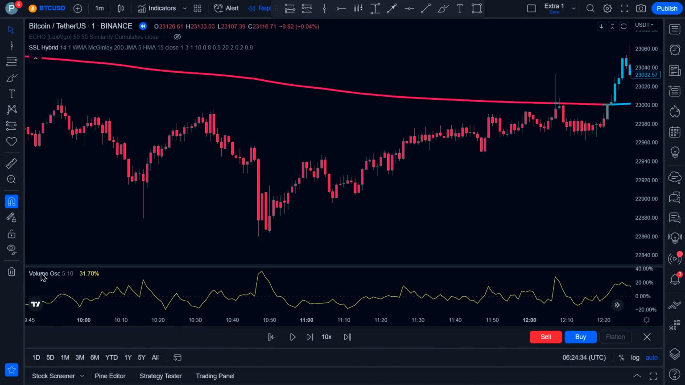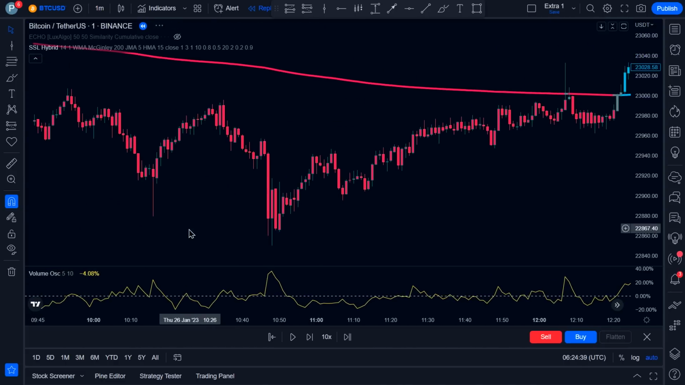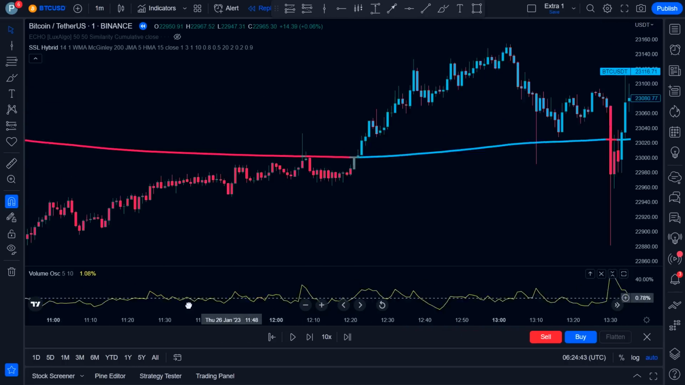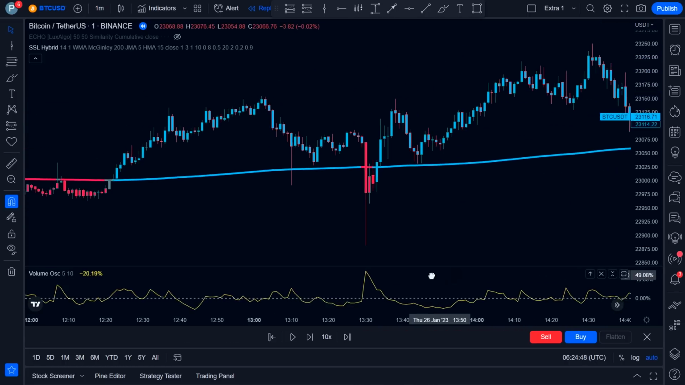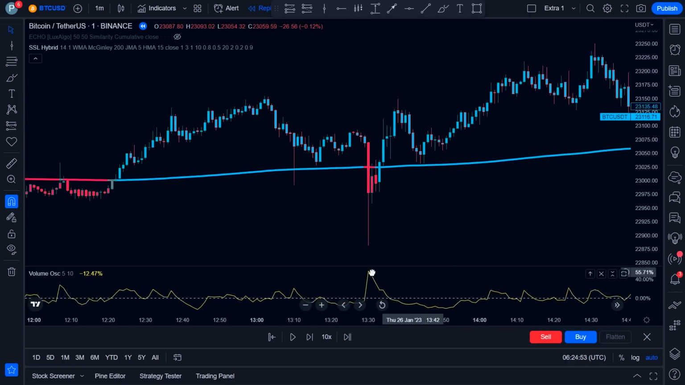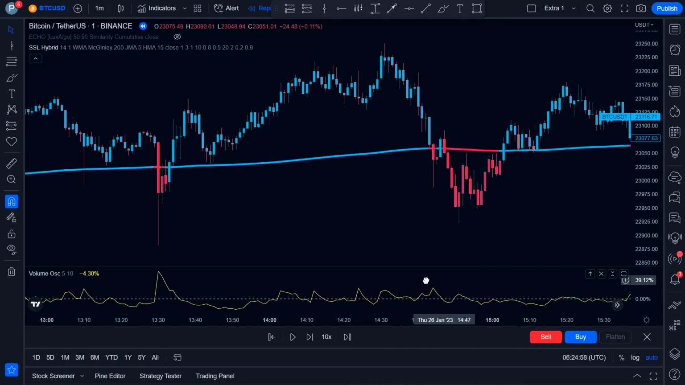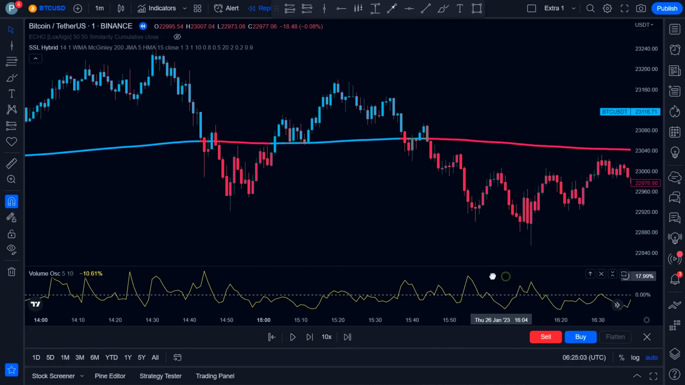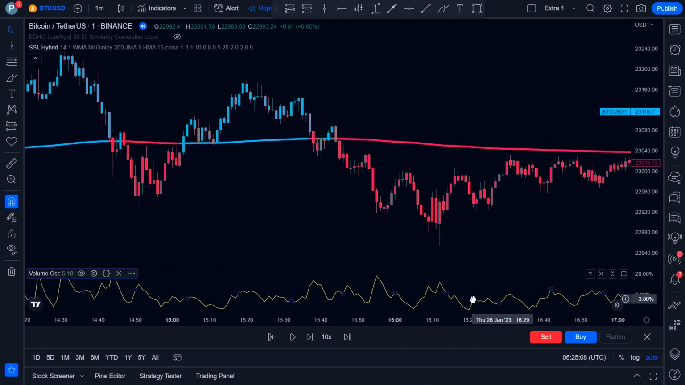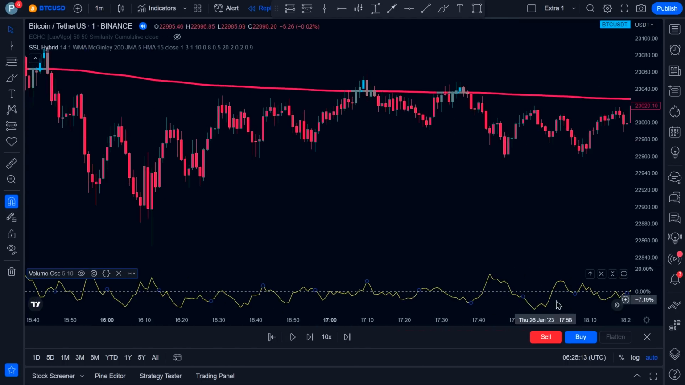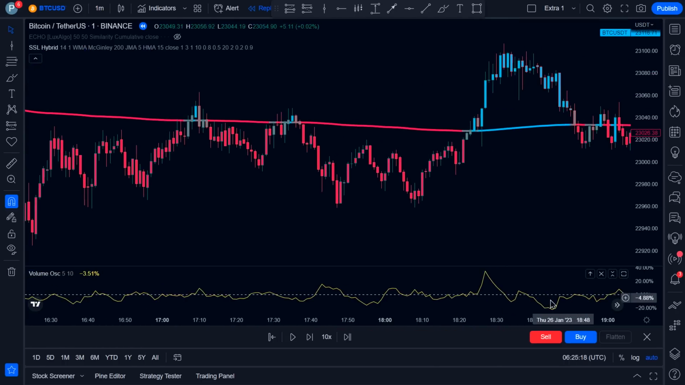The volume oscillator will be used to determine if there is enough volume in the market to push the price in the direction of our trades. When it's above the zero line, it basically means that the market has enough volume, so we will be looking to take trades. But when it's below the zero line, that would mean that the market doesn't have enough volume and we definitely shouldn't be taking trades.